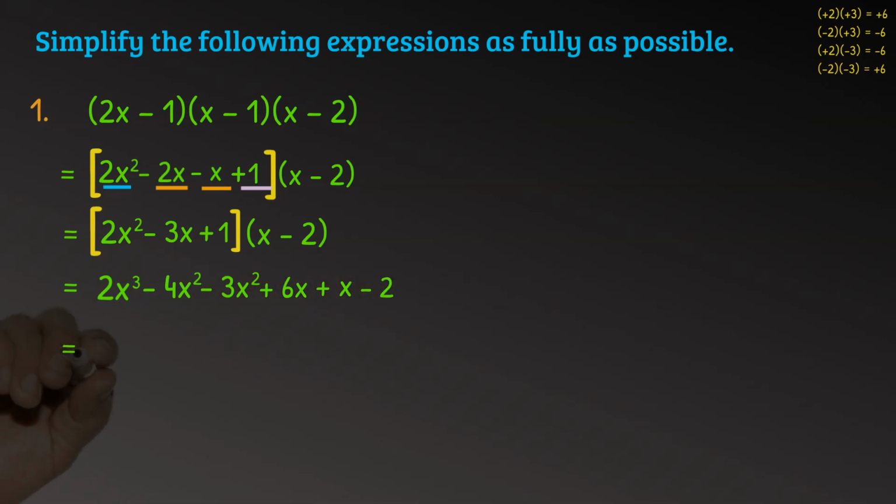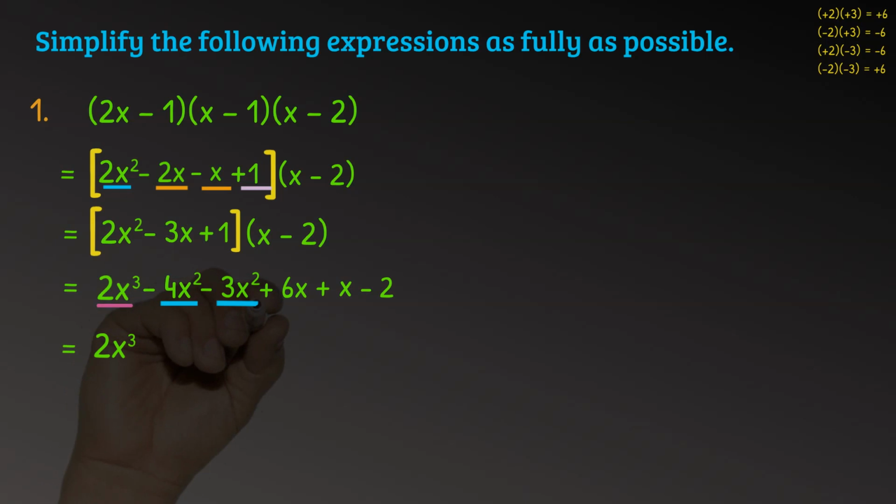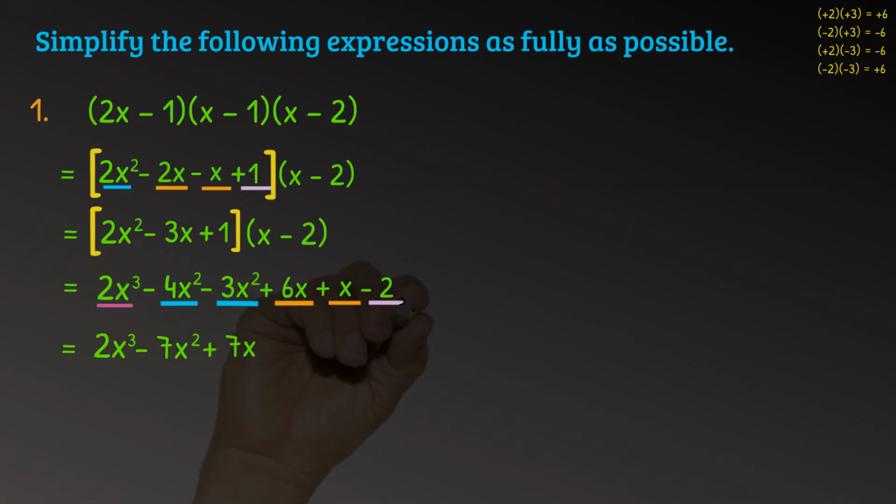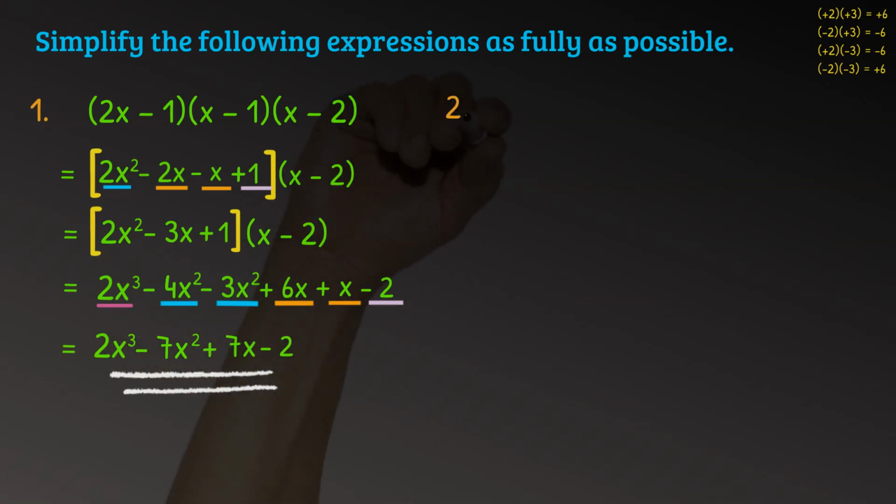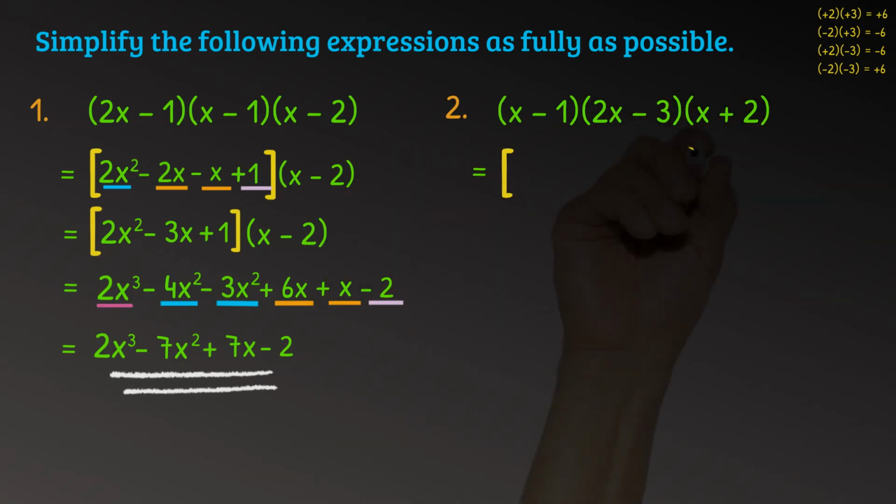Then we can combine the similar terms together. There's only one term that has x cubed in it, but there are two terms that have x squared in it. So we add minus 4x squared and minus 3x squared, which gives us minus 7x squared. We also have two terms that contain x, so we add 6x and x and we get 7x, and then there's only one constant.